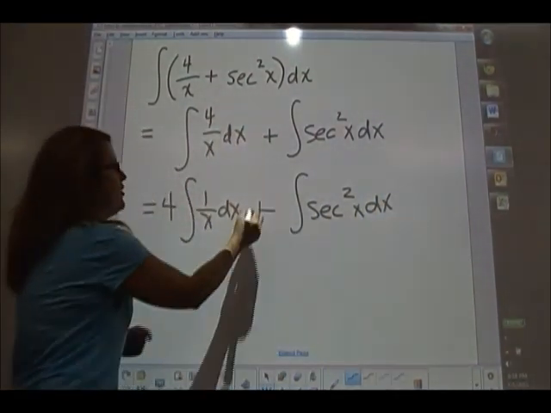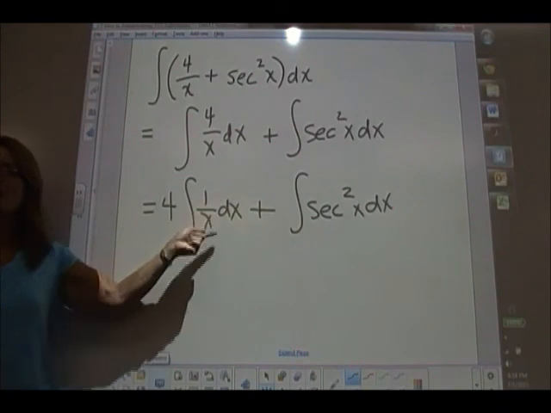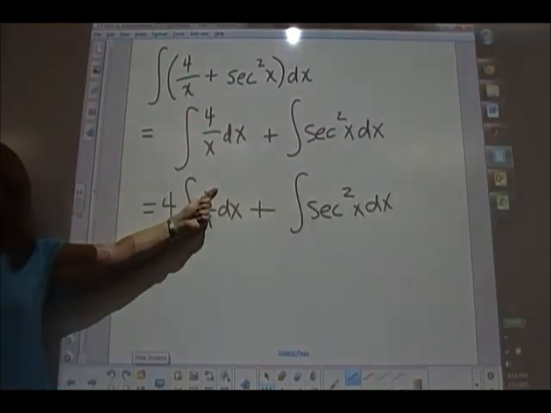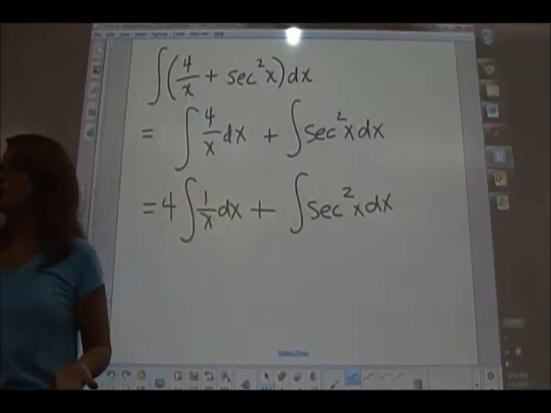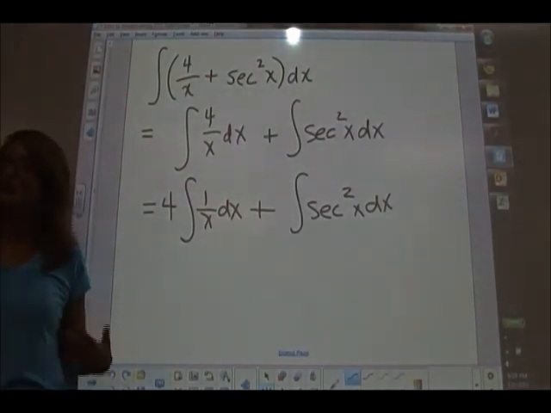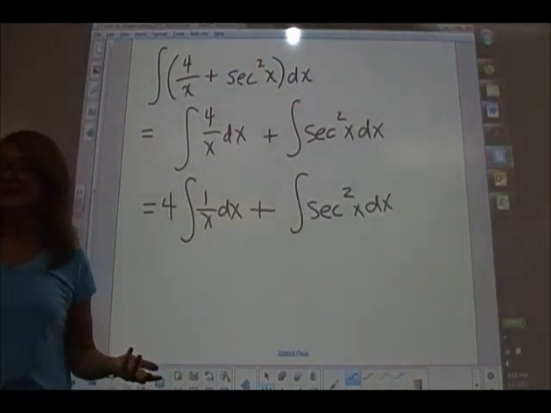So do I need to bring the x up and rewrite it as x to the negative first? And actually that would cause a problem, wouldn't it? Because when you try to then use rule number 9, you're trying to divide by 0.